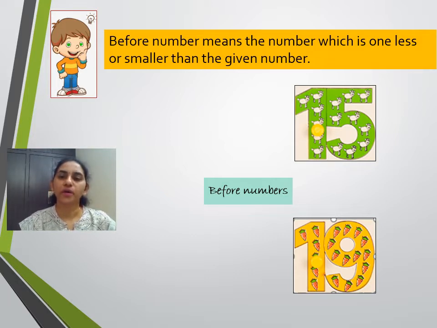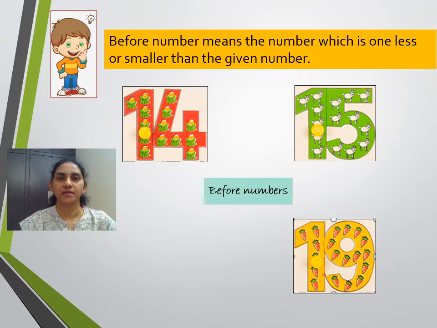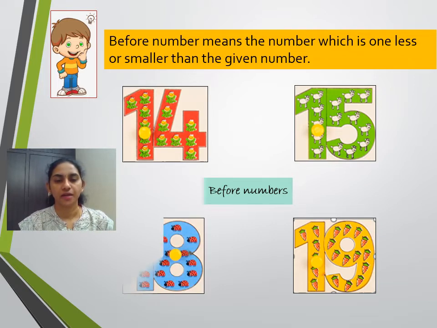So what is the number before 15 here? The answer is 14. Yes, the answer is 14. So one more number here, children. It is 19. So what is the before number for 19? Yeah, the before number for 19 is 18.